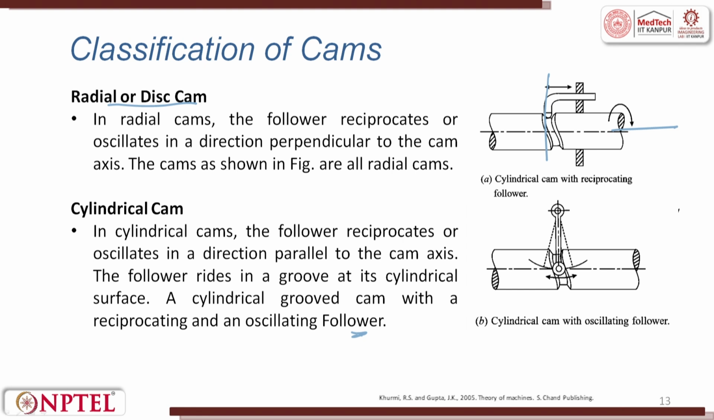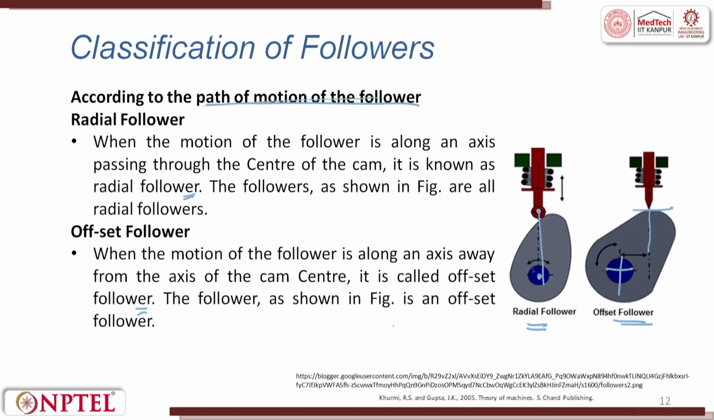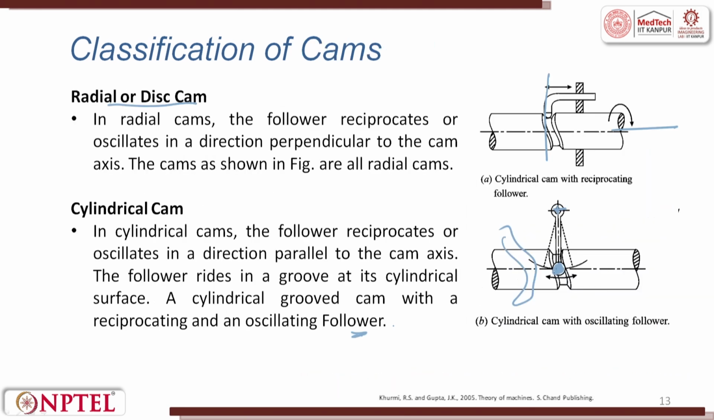So, here there are grooves. Inside the groove, this is a follower. This follower can oscillate. It is fixed here, so it can oscillate, it will go something like this. It will oscillate or it can reciprocate. A cylindrical grooved cam with a reciprocating and an oscillatory follower is shown here. Till now, what we saw was disc type. Now, what you are seeing is a cylinder type.